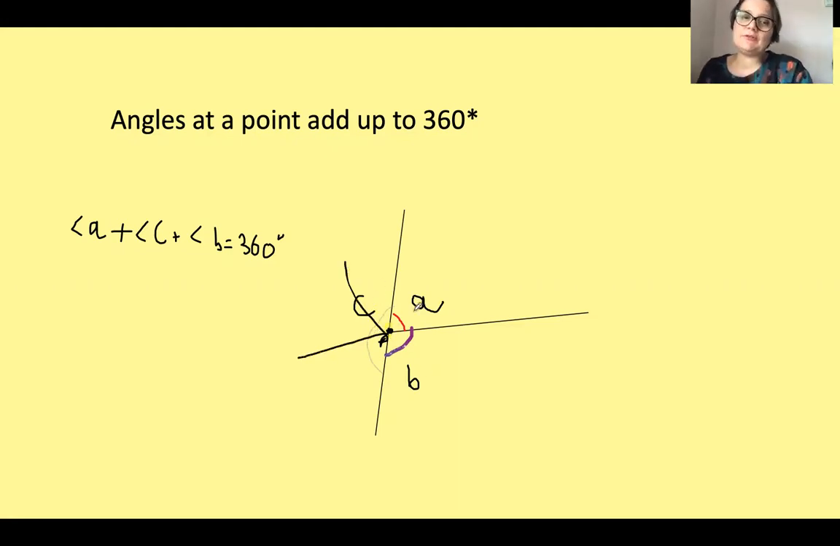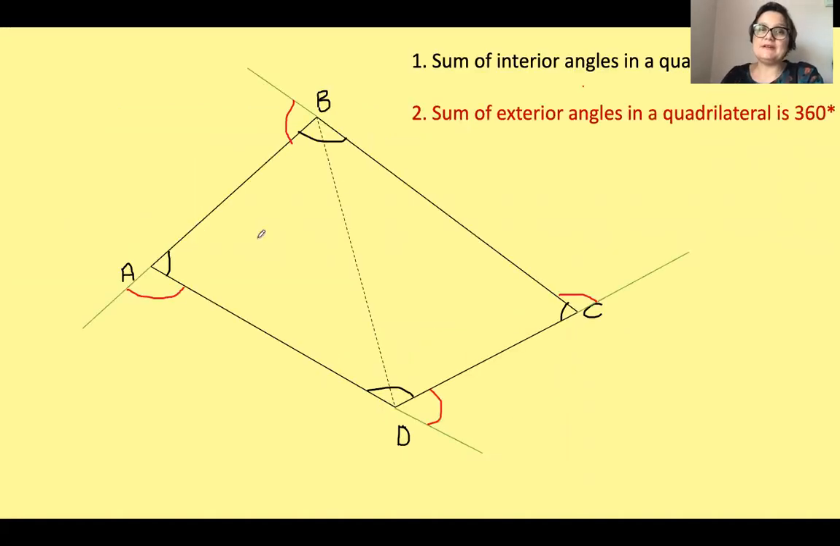If you label all of them, A, B, let's label this one here as a lowercase C, D, and F, then A plus B plus C plus D plus F equals 360 degrees. Right, remember this one: the sum of interior angles in a quadrilateral adds up to 360 degrees.